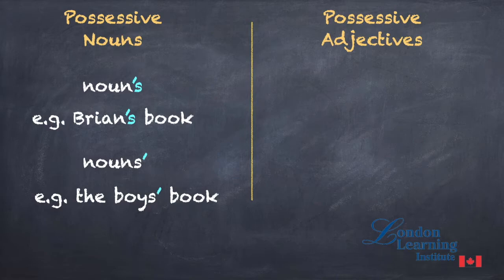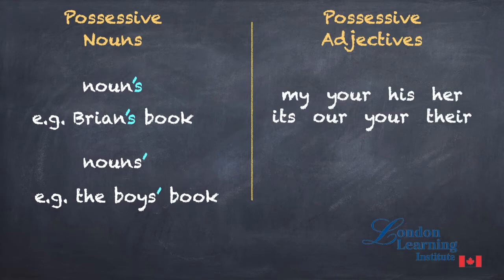Now, possessive adjectives, we have words like my, your, his, her, its, our, your, and their. An example, my book. It's not your book, it's my book. I own it, right? I have possession of this book. Okay, let's look at some examples.